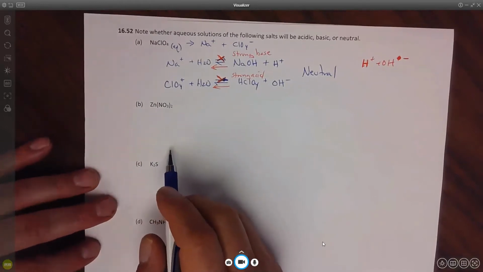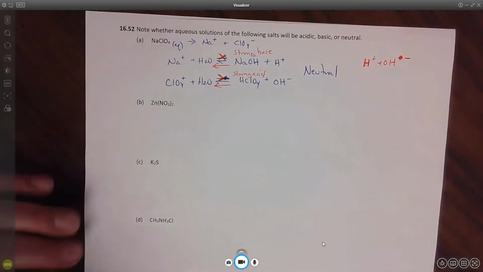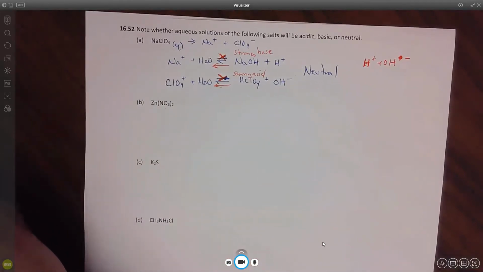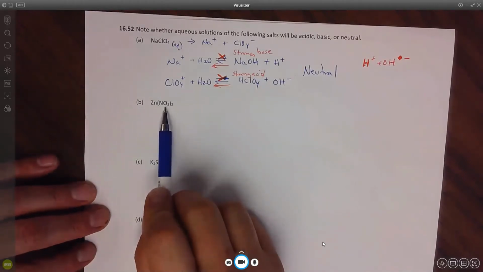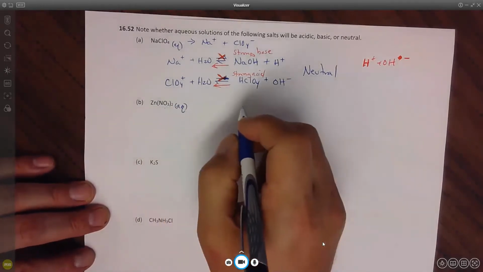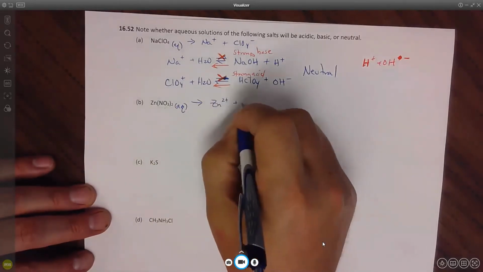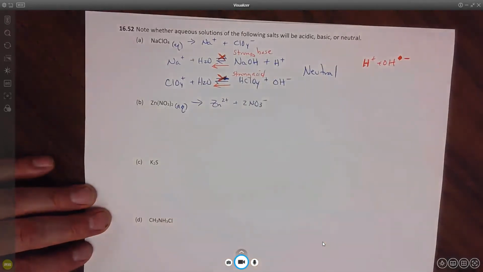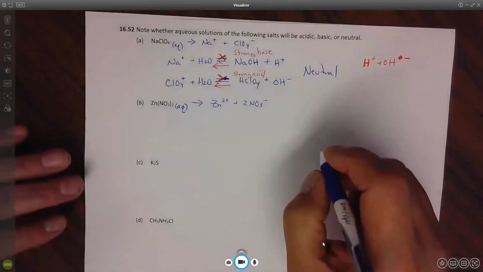So is this salt soluble or insoluble? Insoluble. Wait, no. According to rule number 2, any salt that contains nitrate, perchlorate, or acetate is soluble without exception. So this is aqueous. So that means it's a strong electrolyte, and when we throw it in water, it's going to dissociate into the zinc 2 plus ion and the nitrate ion. So is this solution going to be acidic, basic, or neutral? It's going to be acidic.